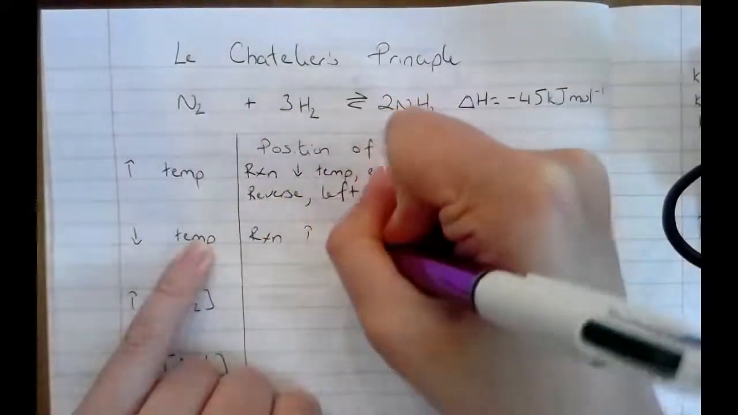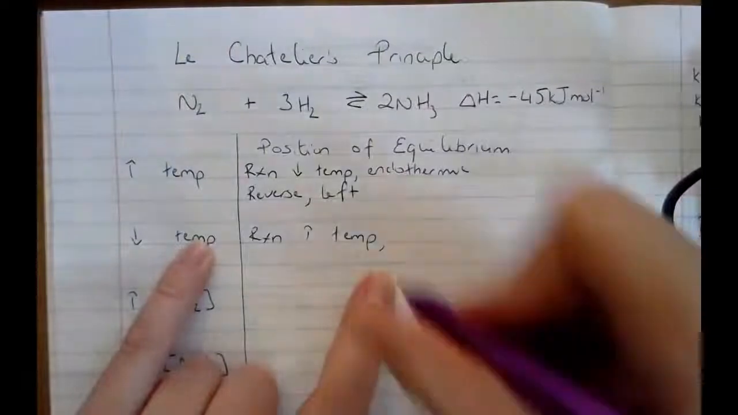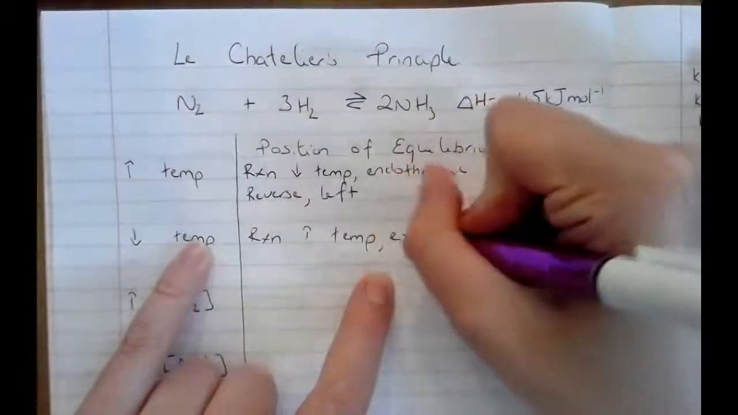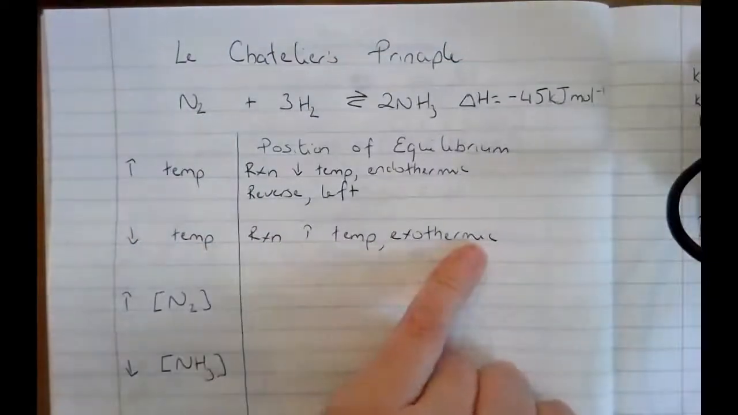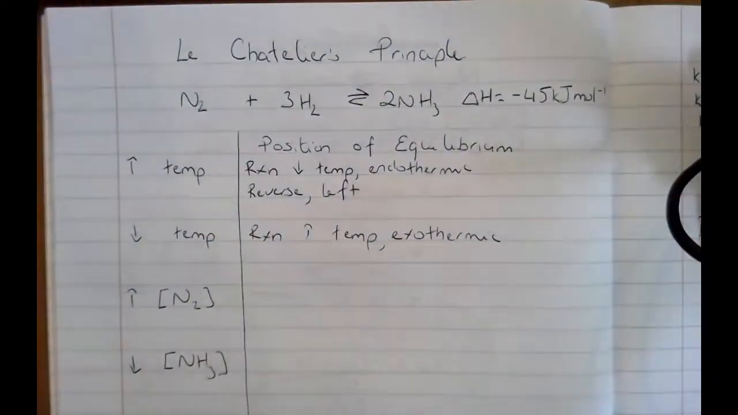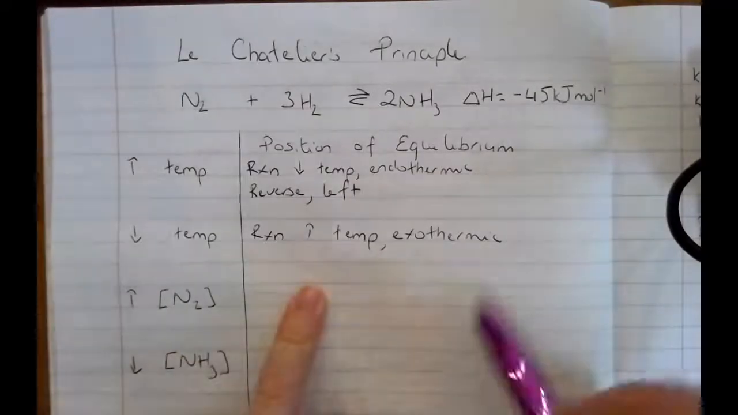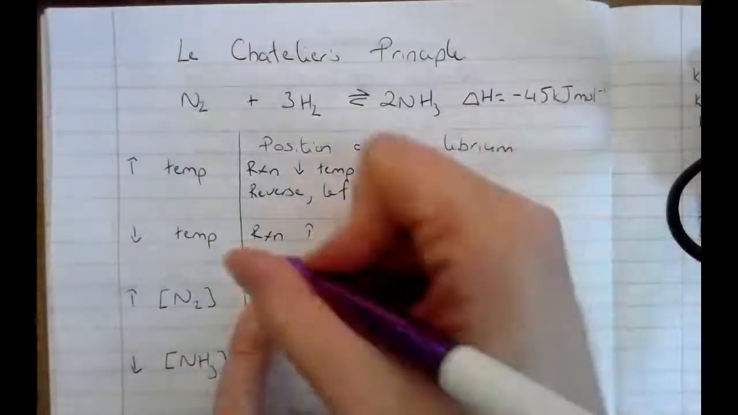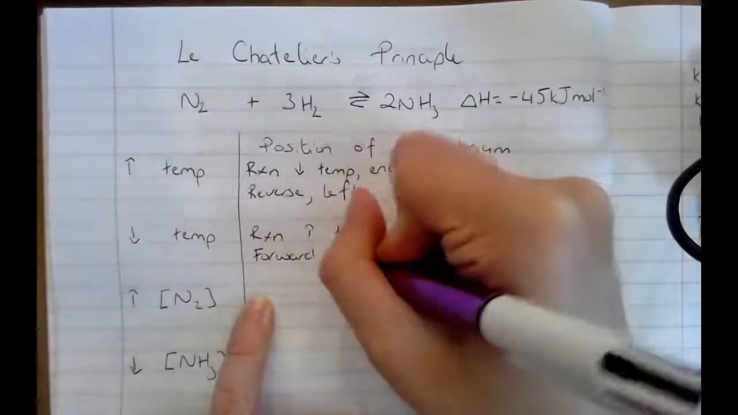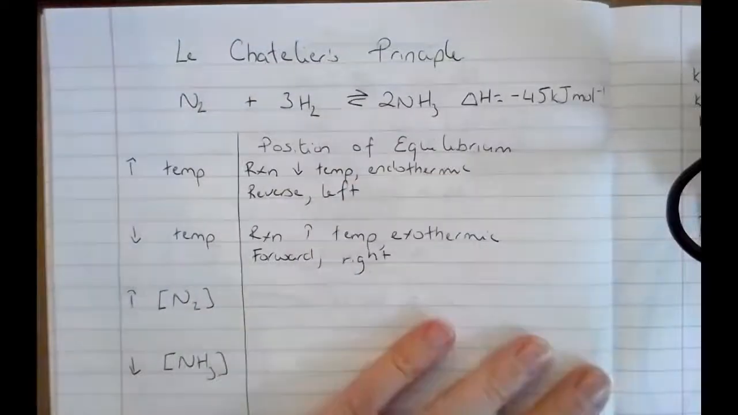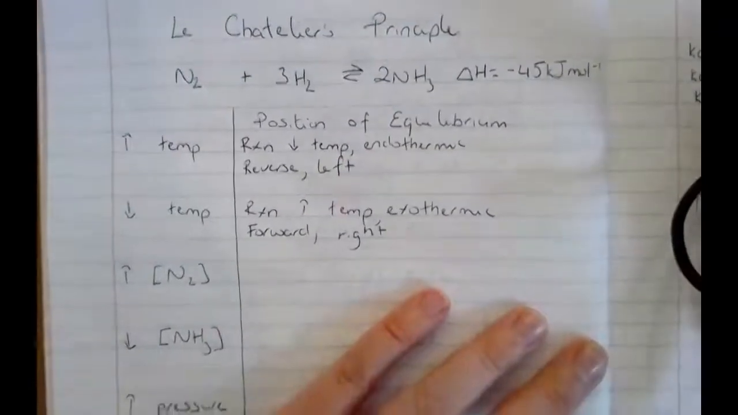So the reaction will try and increase the temperature again. And if it wants to increase the temperature, then this time the exothermic reaction will occur, okay? Because exothermic reactions release heat energy to the surroundings and they increase the temperature of the surroundings. So we know that the forward reaction is exothermic. That means the forward reaction is going to occur. And if the forward reaction is occurring, we say equilibrium shifts to the right.